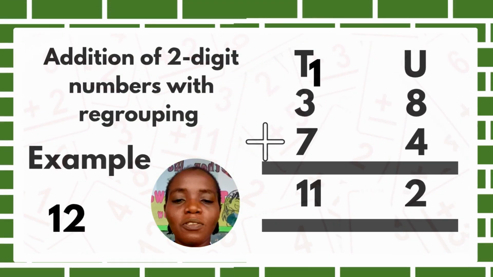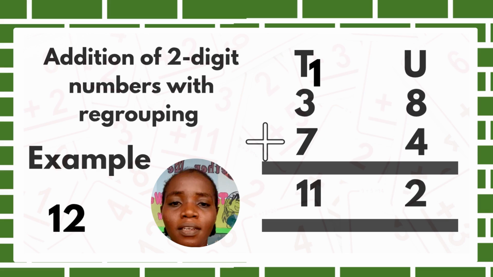Let's now proceed to addition of two-digit numbers with regrouping. Here, addition of two numbers at a time can give us a two-digit number as an answer. Let's look at the example on the screen. Under my tens and units, I have 38 plus 74. We begin by adding 8 and 4. 8 plus 4 equals 12.